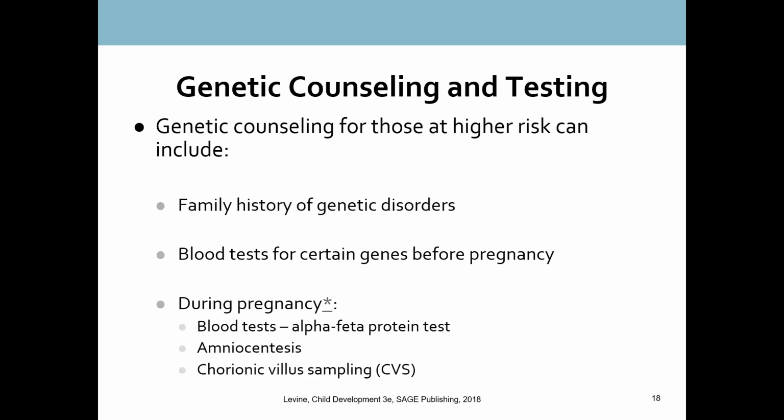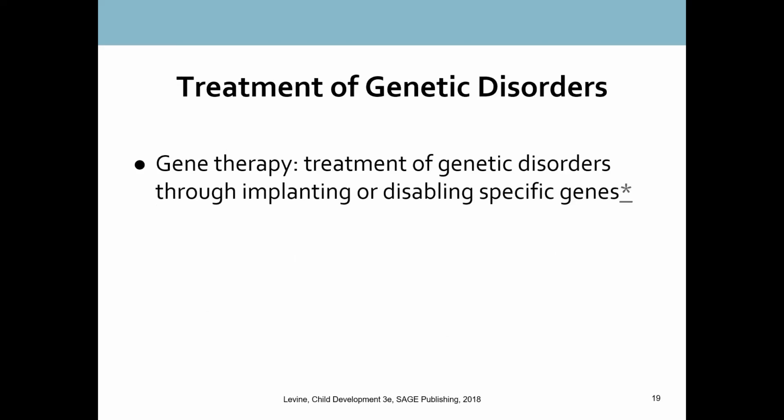Okay, and finally, in this section, what if we know that there are genetic disorders? Do we have ways to treat them? Well, unfortunately, not right now. We're working towards that. We've identified single genes that cause things like Tay-Sachs or sickle cell anemia, and if we could just replace those genes, and this is what gene therapy is hoping to do, treating genetic disorders through implanting or disabling specific genes that cause the disorder.